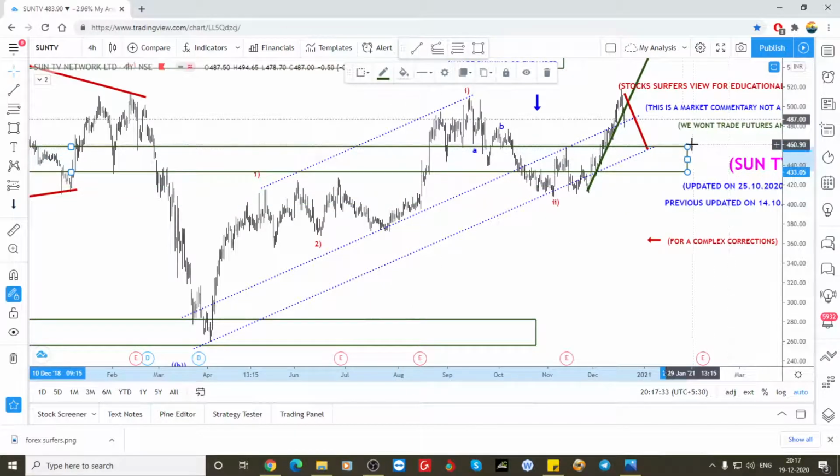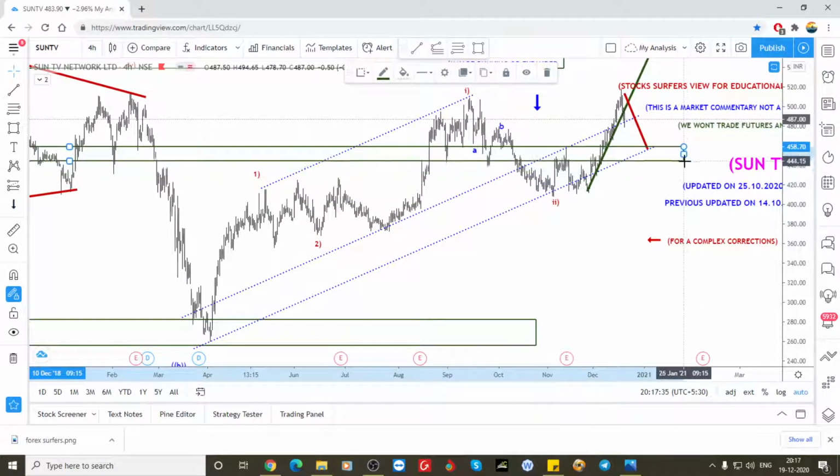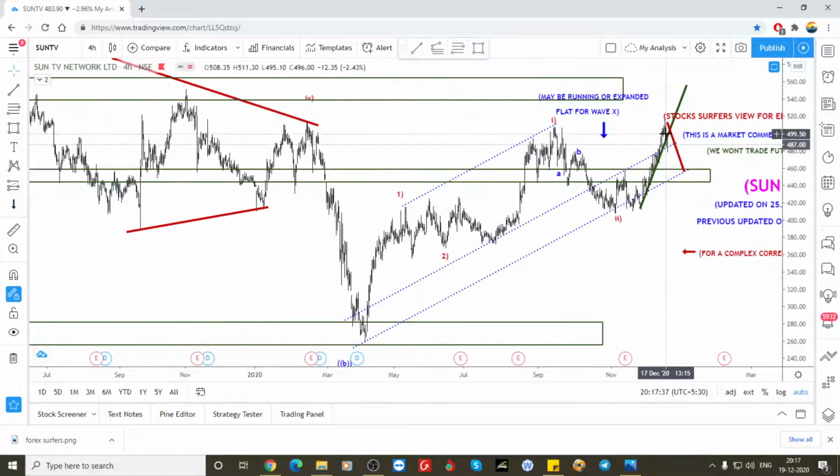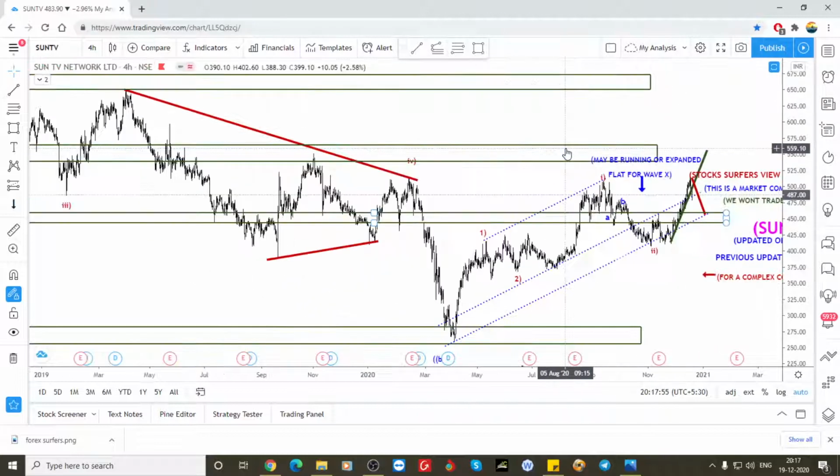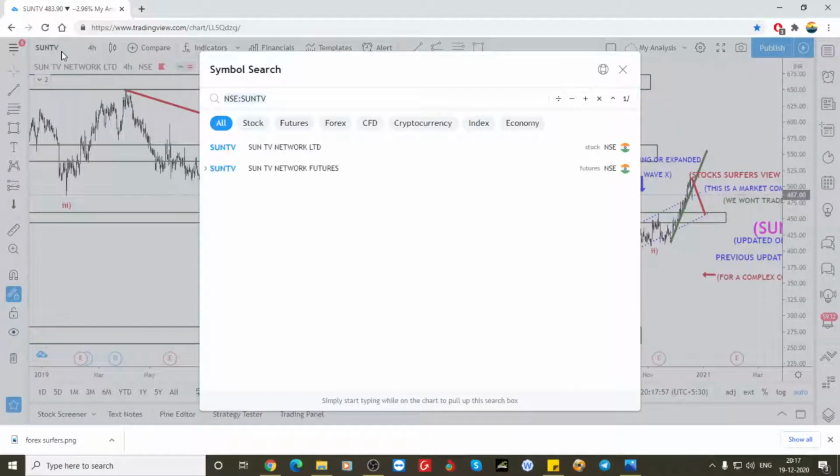Now this becomes the support zone. After this, it can go to a higher range, but here we can't calculate anything. So whether this is a B, C, so B can be a B, C, D, E as a triangle, or it could be an irregular flat, then it can shoot. So let's see that Zeal.